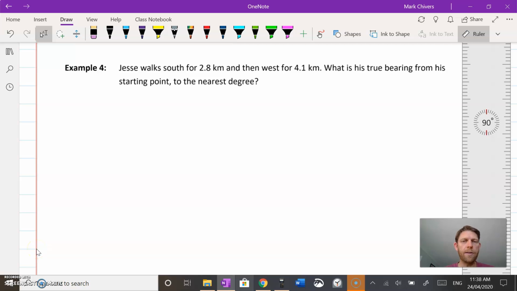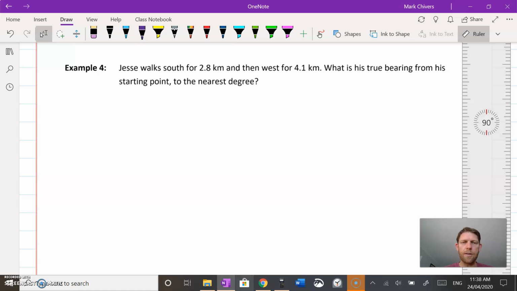Okay, for part 2 of our lesson on bearings, we've got example 4 and example 5 to go through, which are a little bit more involved. Example 4 creates a trig problem that we have to solve. It doesn't say there's a trigonometry problem in there, but if we start putting it together, we'll see that there's a trigonometry problem involved.